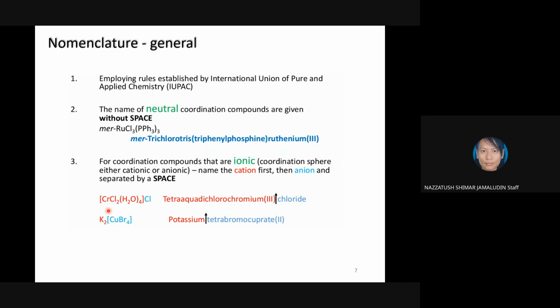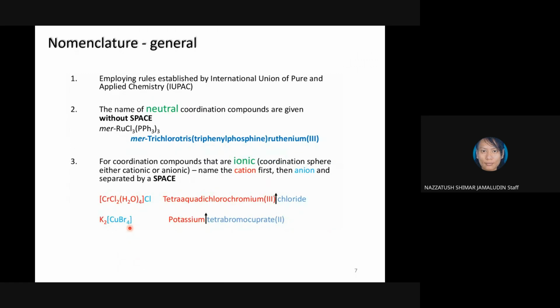Now, example 2. Potassium is cation. So potassium comes first. The blue one is an anion. So what is the overall charge of the blue complex? Can anyone tell me? -2. Yes, it is -2. You see, what you learn in school is actually applicable until now. It's just that the compound is getting a bit complex. That's it. Now, the charge is -2.